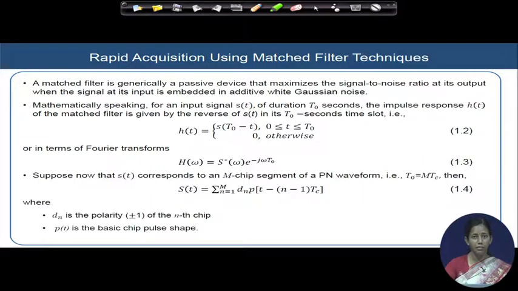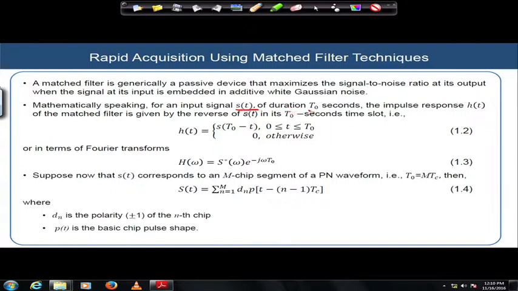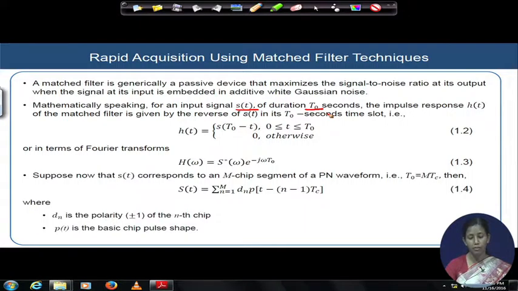Let us revisit the matched filter architecture once again. A matched filter is generally a passive device which maximizes the output signal to noise ratio when the signal is present at the input and embedded in AWGN, additive white Gaussian noise. If we have a signal s(t) with a period of T0 seconds, then the impulse response of the filter should be s(T0 minus t), which is a reverse of s(t). We discussed this in the last module.